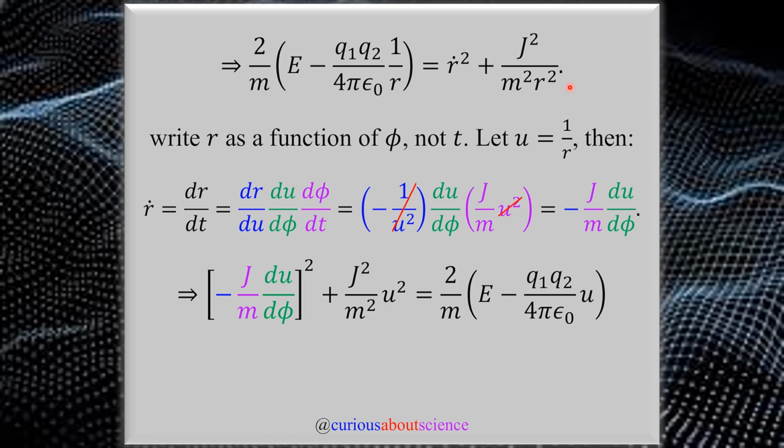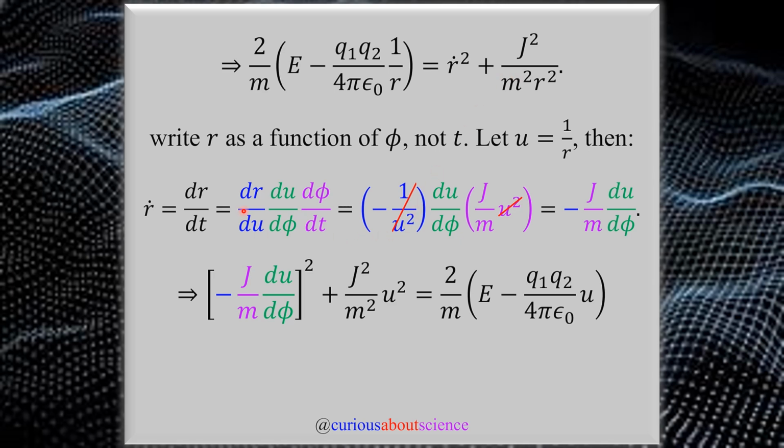So now what we need to do is figure out a way to write r as a function of phi, not t. Thankfully, we can do this thanks to the chain rule. If we let u equal 1 over r, then we know that r dot, being the time derivative of r, can be extrapolated with the chain rule. So we have dr du, du dphi, dphi dt. We know what dphi dt is. That's this phi dot, which we saw from angular momentum. So we have this not squared, so we're good there.